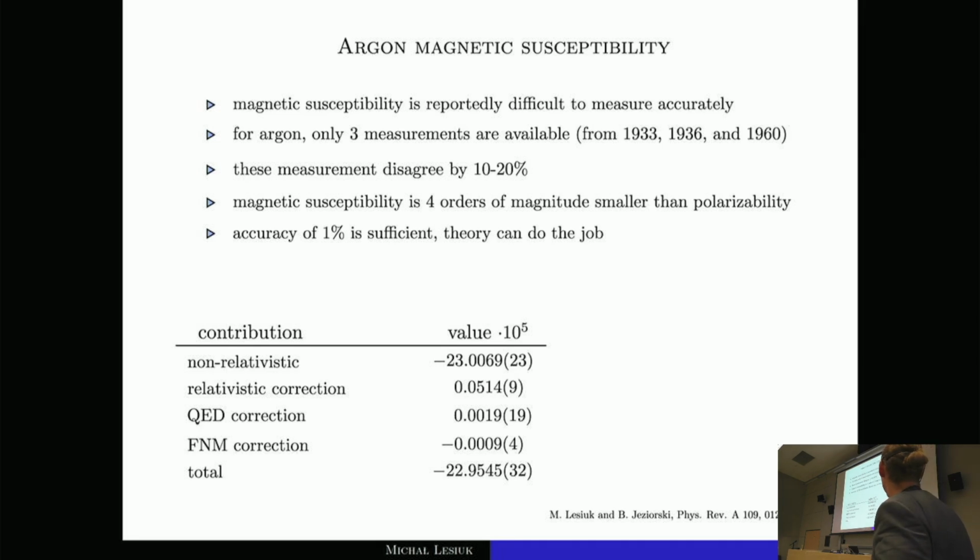Again, we perform calculations using non-relativistic QED, including relativistic corrections, QED, and finite nuclear mass. In total, we get accuracy which is below 1%. So we were just trying to push as much as we can, but really this accuracy that we get is entirely sufficient from the experimental point of view. And in this particular case, they use the theoretical result instead of the experimental results from back in the day.